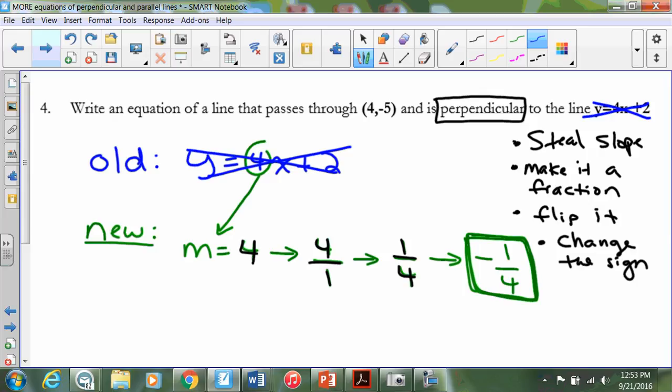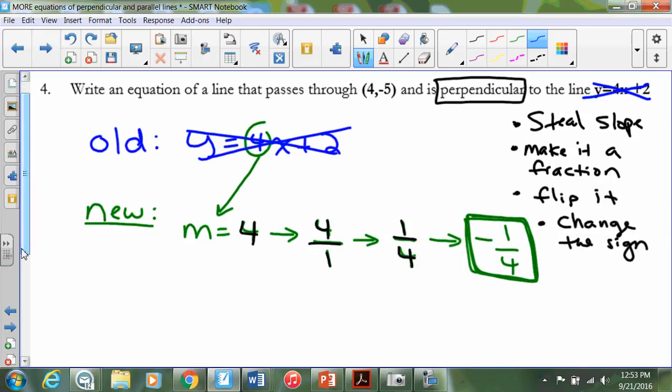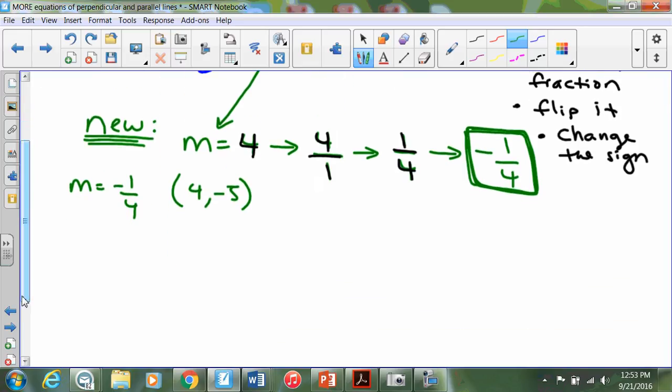Write an equation of a line that passes through (4, -5). That's my point. So now for my new equation, I've got my slope equal to -1/4, and my point is (4, -5). Whenever I'm given a slope and a point, I'm going to use the point-slope formula. In my class, I just say the long form. It's the long one.